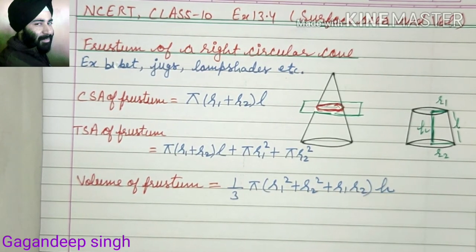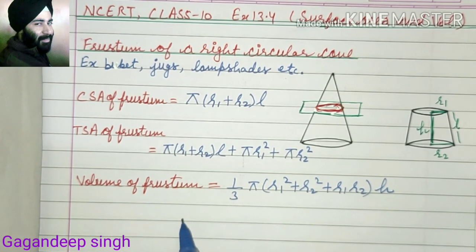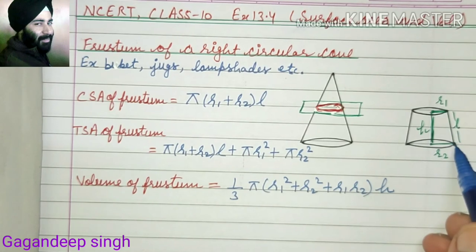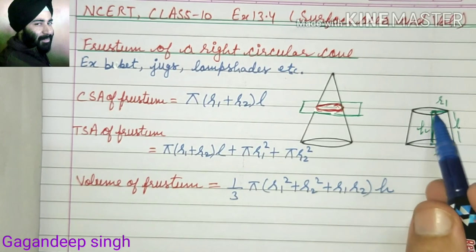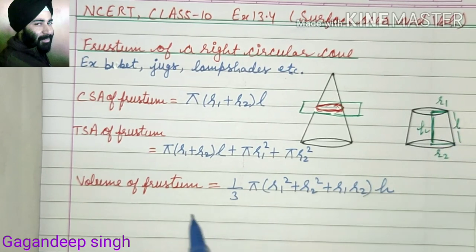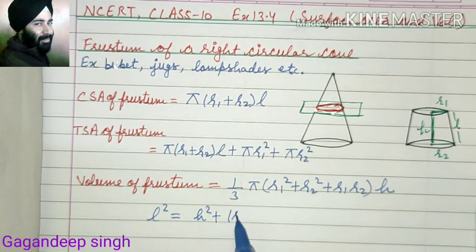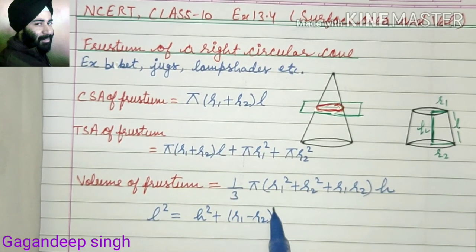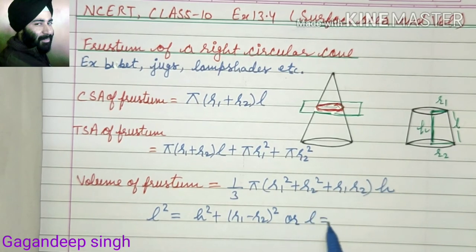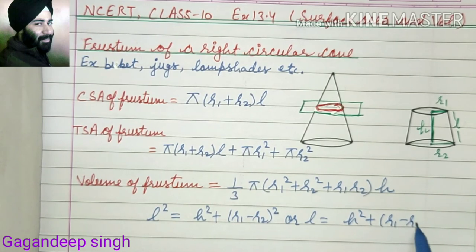Formulas are similar to the formulas of cone, and one more is there, the relation between slant height, vertical height and radii of the frustum. L square can be written as h square plus (r1 minus r2) square, or l is equal to the square root of h square plus (r1 minus r2) square.